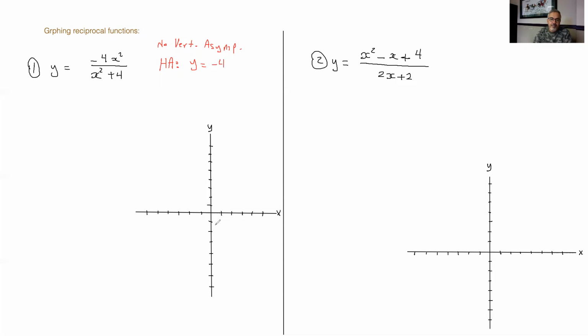So now I'm gonna go ahead and draw the asymptote. So it's right here at -4. Now, that's all the information I have. So we're gonna go to a table of values, x, y.